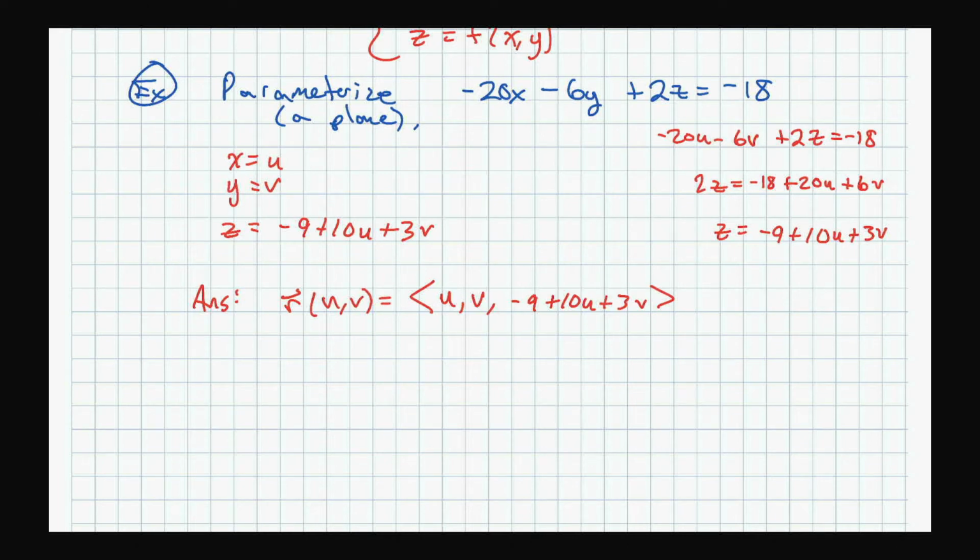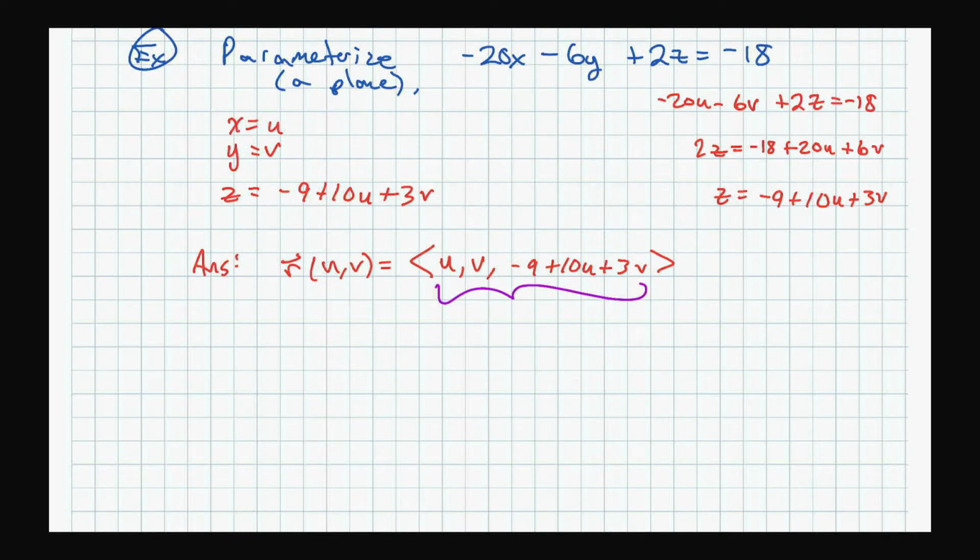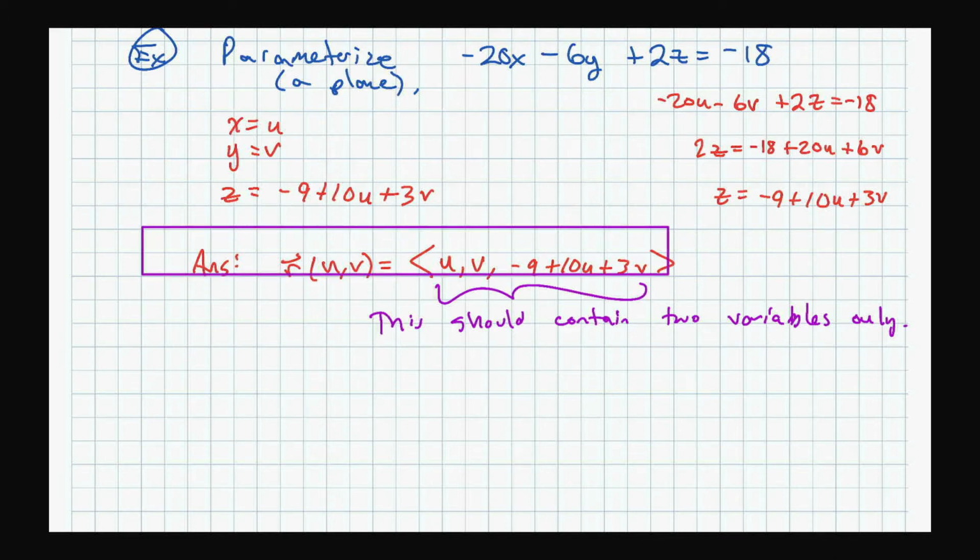The point is that your x, your y, and your z components all need to only have two variables in them. Any surface, it'll be possible to do that, right? So the point is this should contain two variables only, which are your parameters. So it's the same as parameterizing a curve, but a little bit trickier because there's two to worry about.